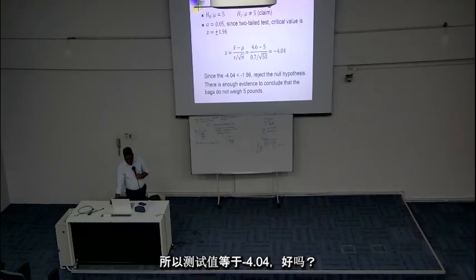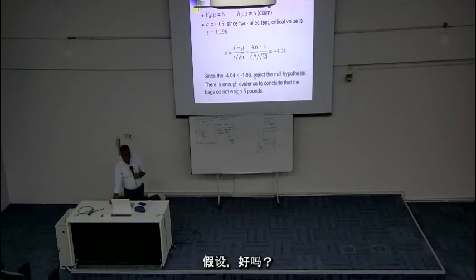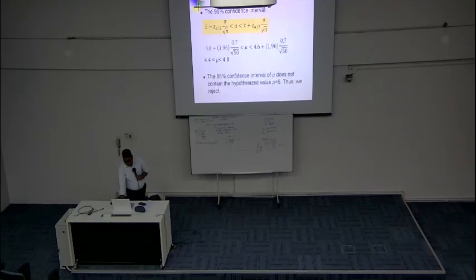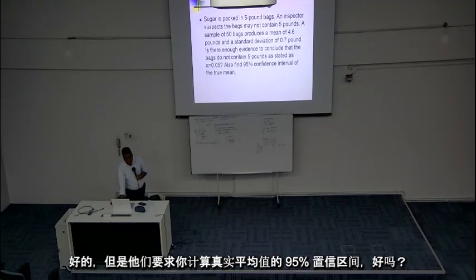4.04. Since the value of negative 4.04 is less than negative 1.96, we reject the null hypothesis. There is enough evidence to conclude that the bags do not weigh 5 pounds. All right, but they ask you to do the 95% confidence interval of the true mean.